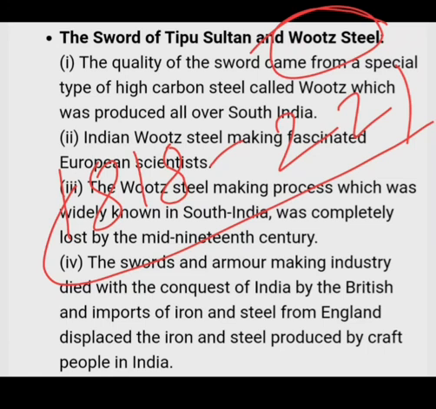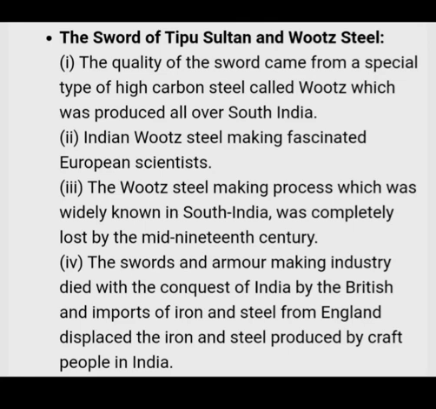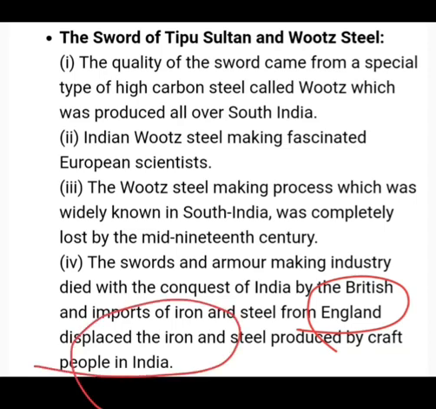However, the wootz steel making process, which was so widely known in South India, was completely lost by the mid 19th century. The wootz steel making process was widely known in South India and was completely lost by the mid 19th century. The sword and armor making industry died with the conquest of India by the British, and the import of iron and steel from England displaced the iron and steel produced by craftspeople in India.